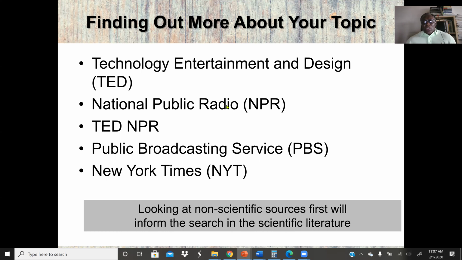But again, this section is looking at non-scientific sources. According to our textbook, we should look at non-scientific sources first, which will inform the search in the scientific literature. So the New York Times, again, is another very good place. The newspaper talks about almost any topic: technology, business, Wall Street, companies, etc. So that can be a good source.